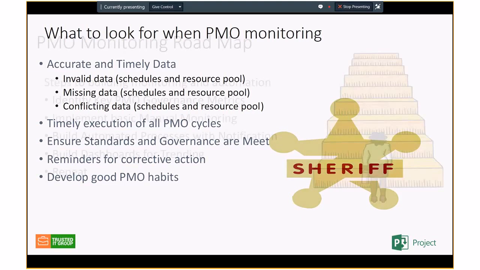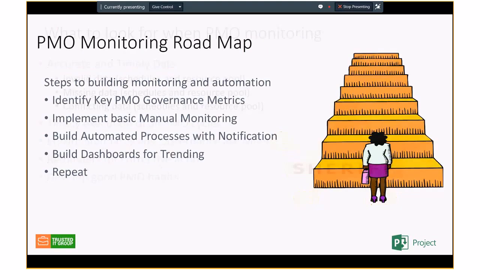So how do we build a roadmap? Well, what would be the steps for building a roadmap? So the things I would start off as, I would look for key PMO governance metrics that are real pain points in your organization.